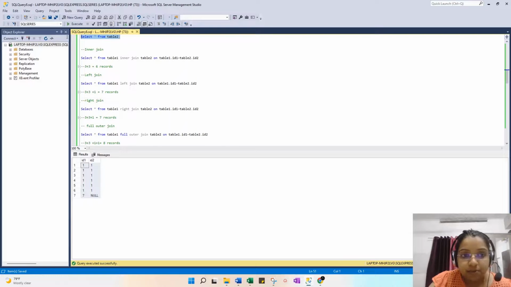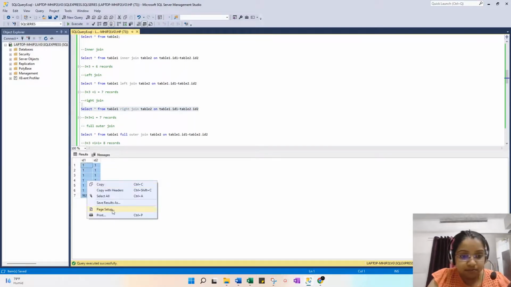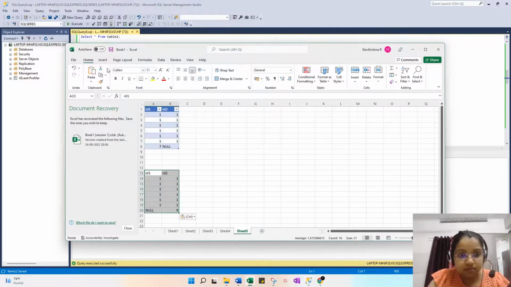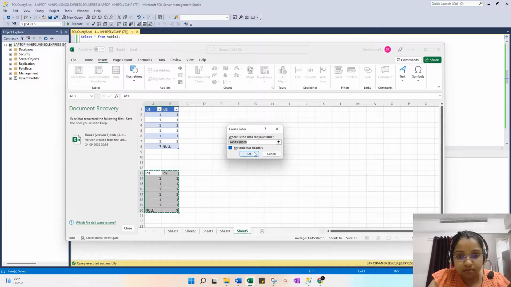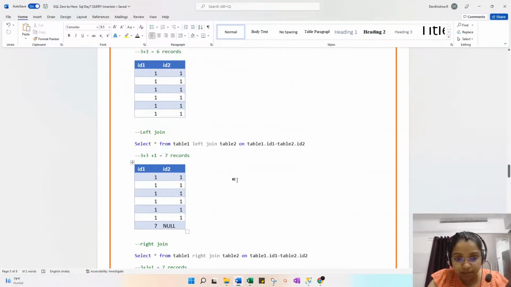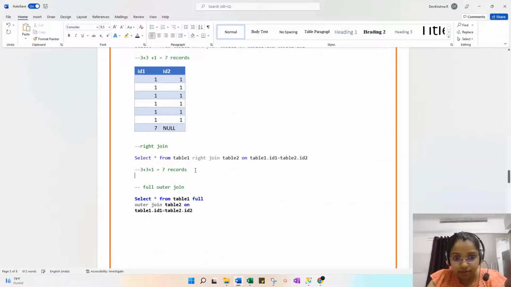In the right join, in table 2 you already know there are total 3 records. These 3 records are matching with the 3 in table 1. So that means total 6 records plus this value 9. That means we need to see 7 records in the right join also. So this is the one. Okay, so I am pasting here the total 7 records.